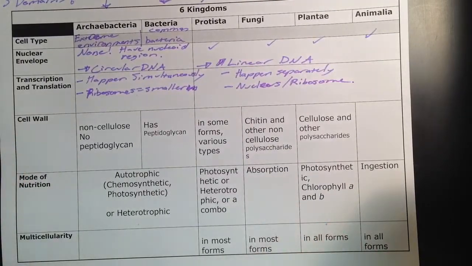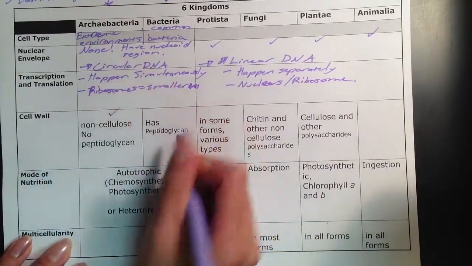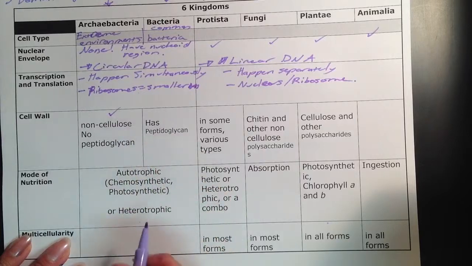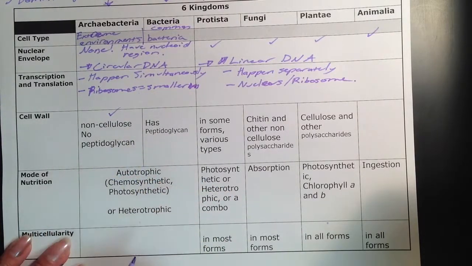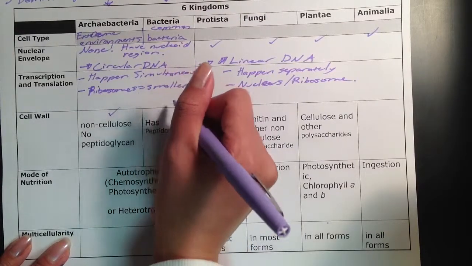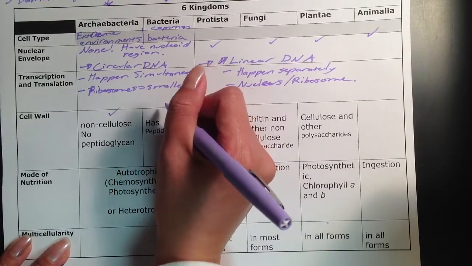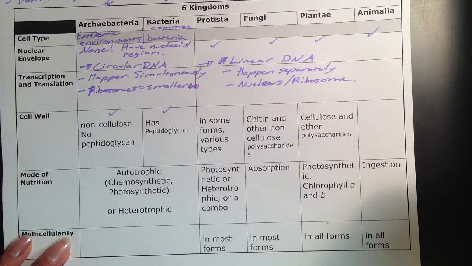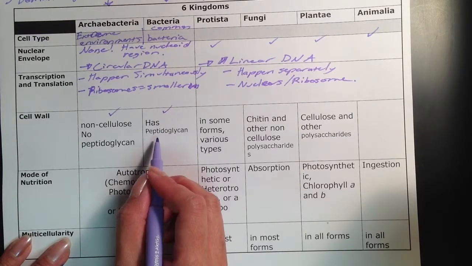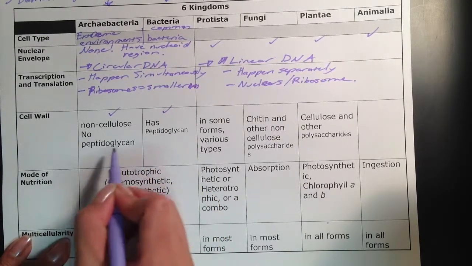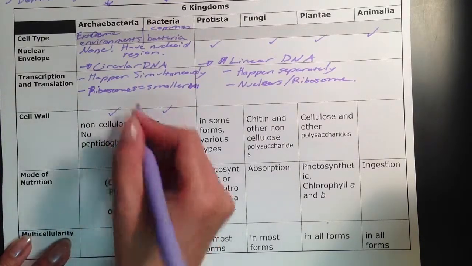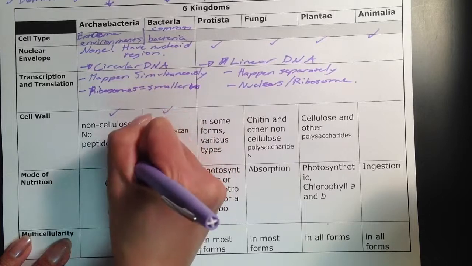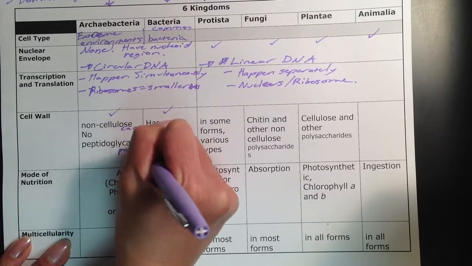When we talk about the cell wall, our archaebacteria does have a cell wall. You need to know that it's not made of cellulose, and it's also not made of peptidoglycan. For our eubacteria, we do have a cell wall made of peptidoglycan. And excuse me, I think I said this was a carbohydrate. It's actually a type of protein. Cellulose is a carb. Peptidoglycan is a type of protein.